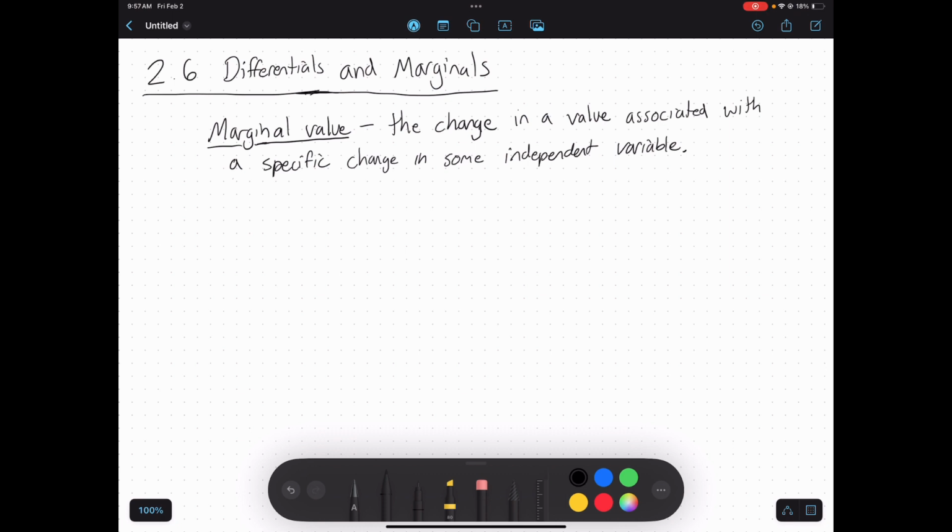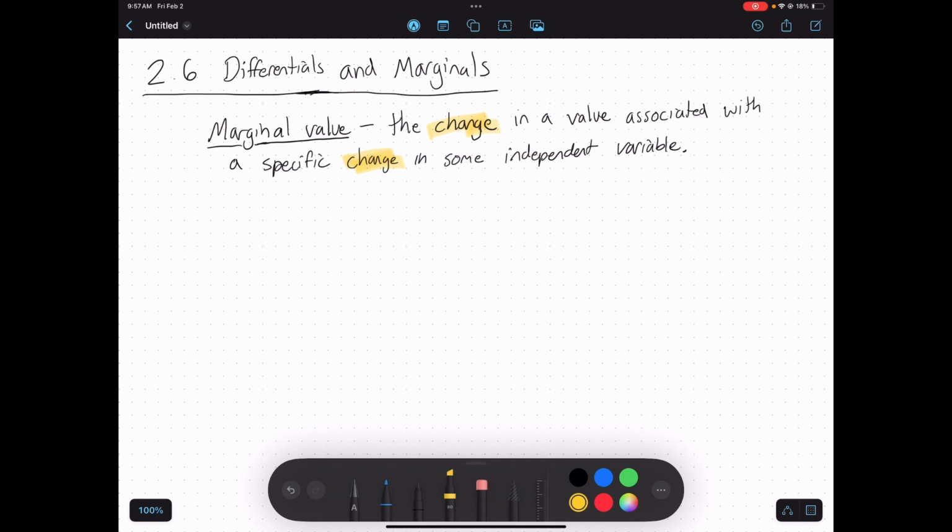Marginal is a term that we use a lot in economics when we're talking about cost, revenue, profit. A lot of times we'll look for what's my marginal cost, what's my marginal revenue. What am I talking about with that? Well, if you look up the definition for marginal value, you get this: the change in a value associated with a specific change in some independent variable. Well, what word hopefully stuck out to you? Change.